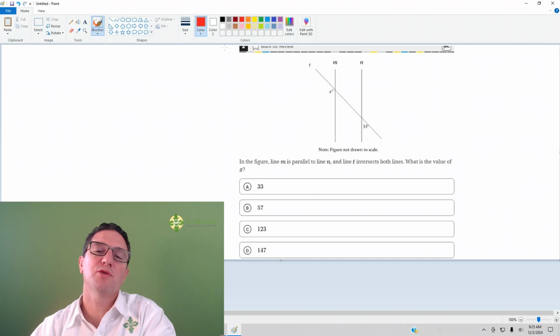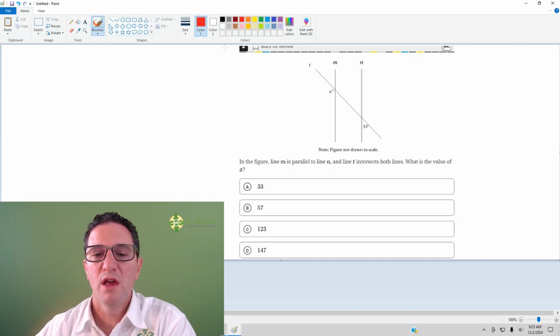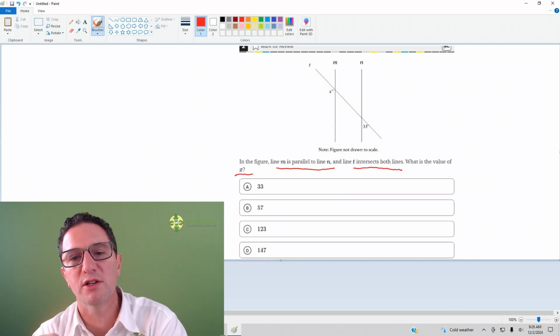This is the second question from Digital SAT Test 3 Module 2B. This is a harder set of math questions. Number 2 is saying that we've got parallel lines, T intersects both lines, and we need the value of X. We would call these parallel lines in a transversal.